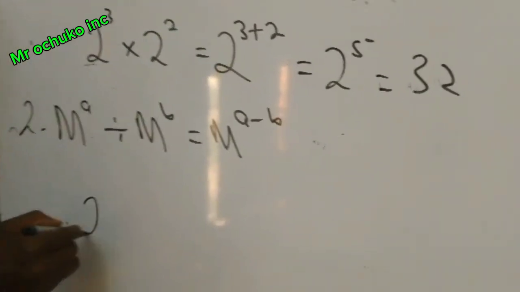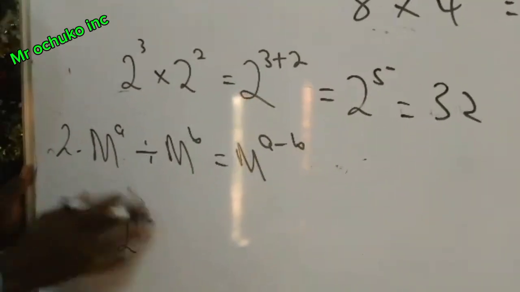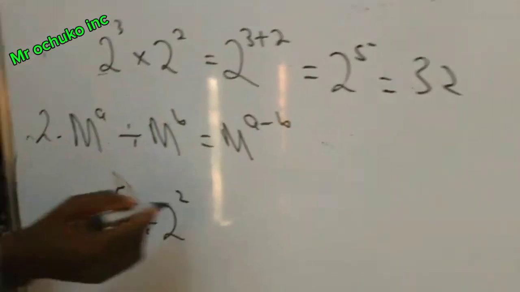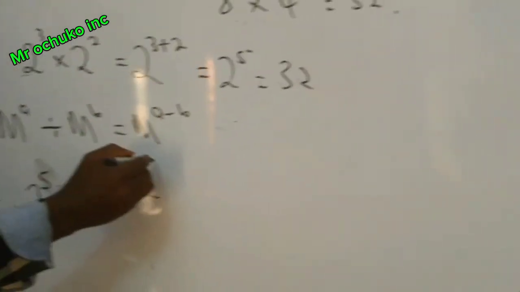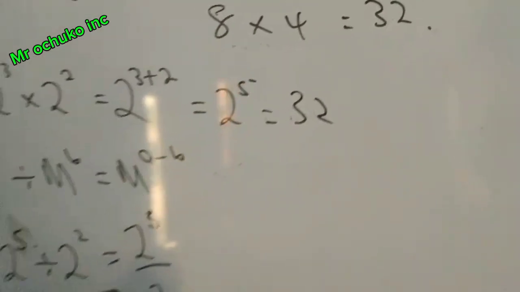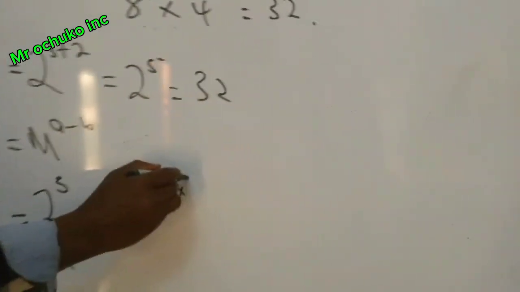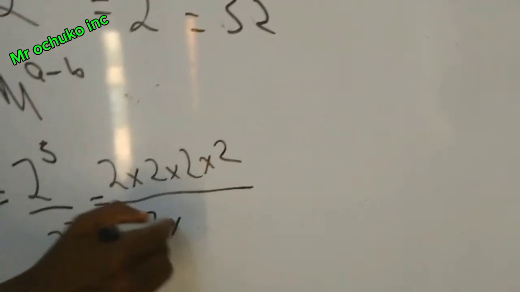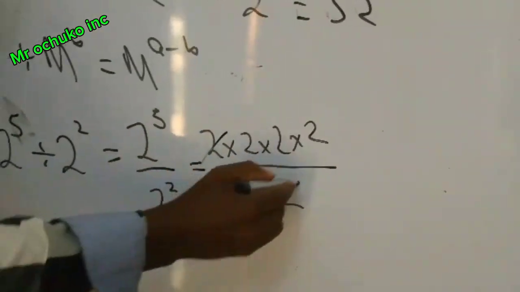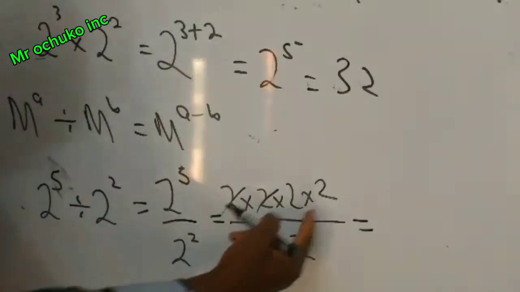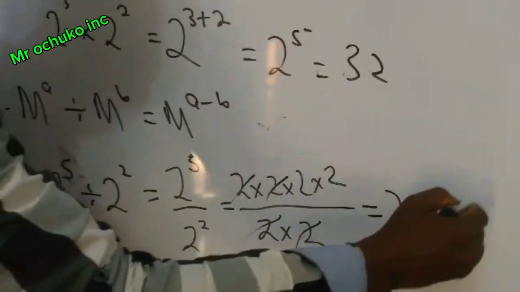Let's say if I have something like 2 raised to power 5 divided by 2 raised to power 2. By expansion, I know this is 2 times 2 times 2 times 2 times 2 all over 2 times 2. So we have to cancel. Then what do we have there? 2 divided by 2 is 1, 1, 2 divided by 2 is 1, 1. Then we have 2 times 2 times 2, which is 8.